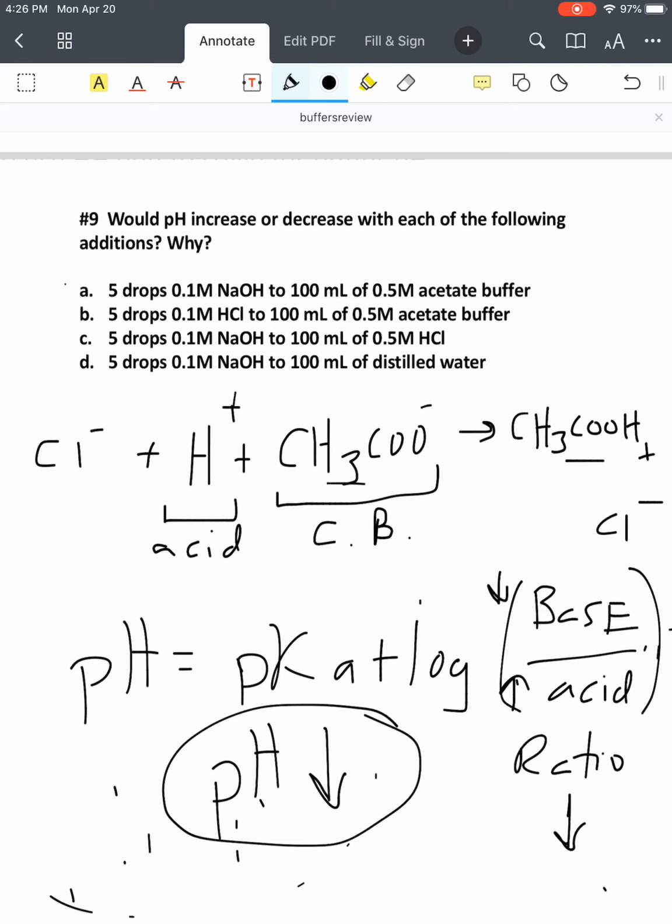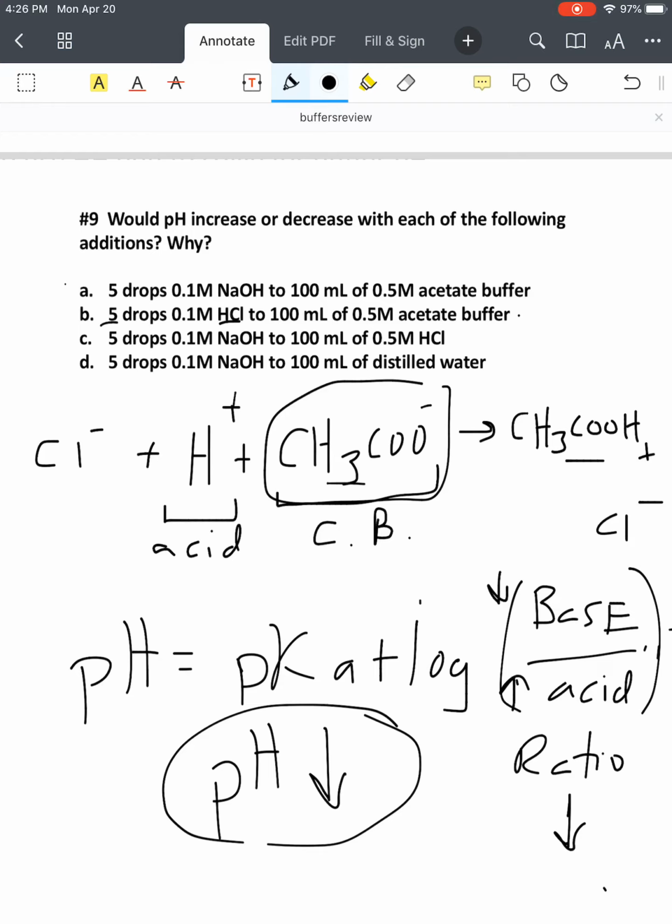And it stands to reason. If you add a strong acid to this solution, the pH should go down a little bit. Now again, we need to consider the magnitude of the change. Is it going to be a huge change or just a small change? And I'm going to argue that it's just going to be a small change. The reason why is because we're adding a very small amount of our HCl to a buffered solution that has a lot of the conjugate acid and base present.